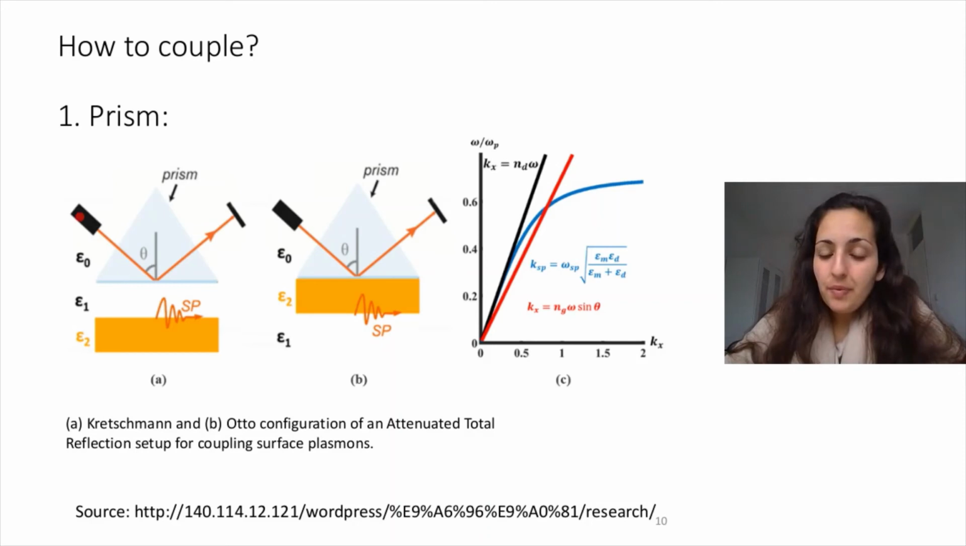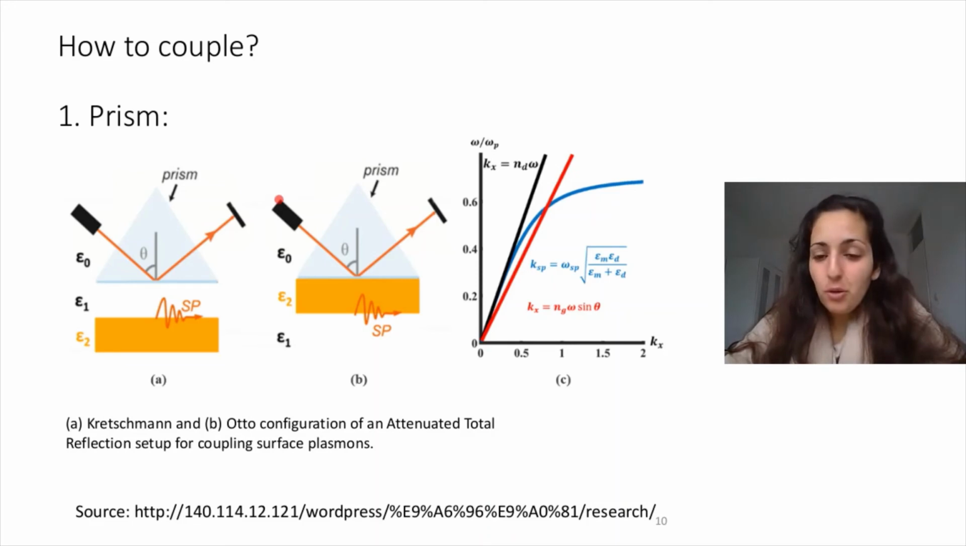And then what we do is we shine in the light such that we get total internal reflection in our prism. Then we have an evanescent wave that can interact with our surface plasmon polariton and excite it. So the distance between our prism and our metal has to be small enough so that this evanescent wave can couple into our surface plasmon polariton mode that we create on the surface.